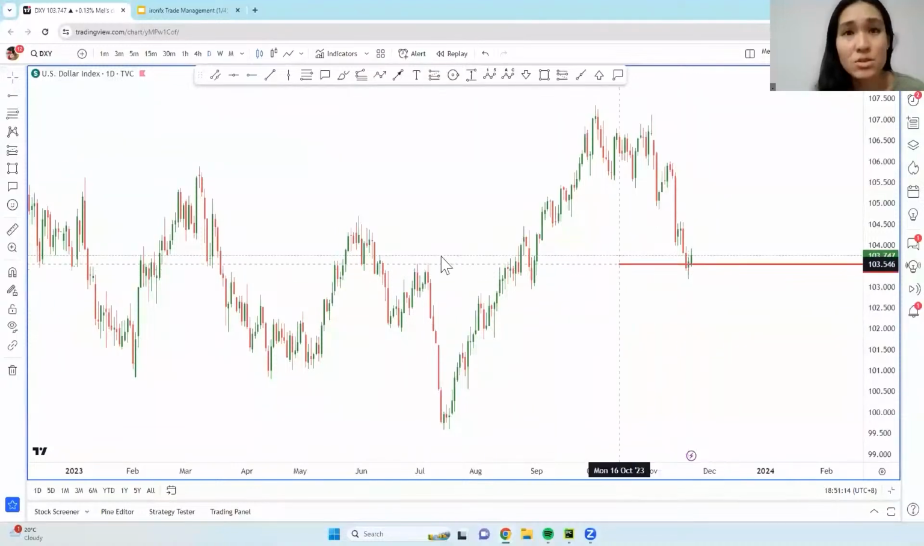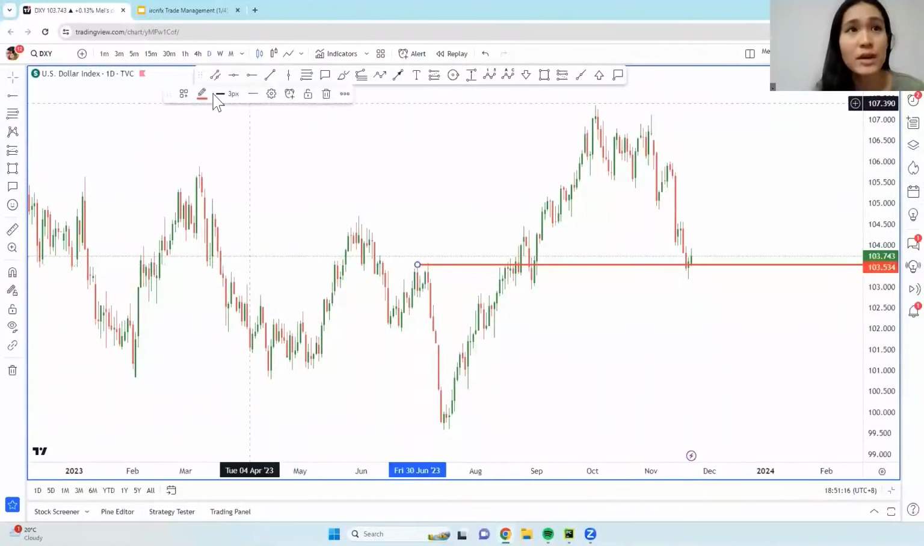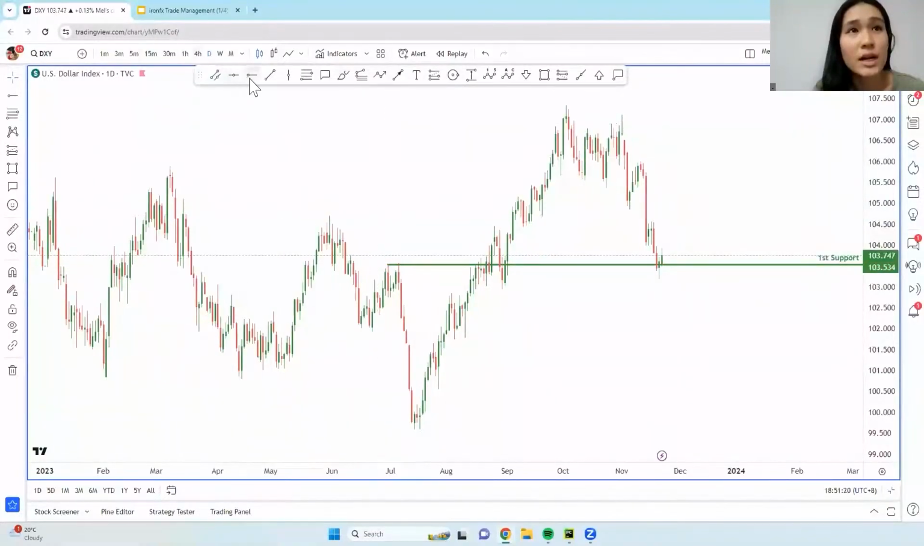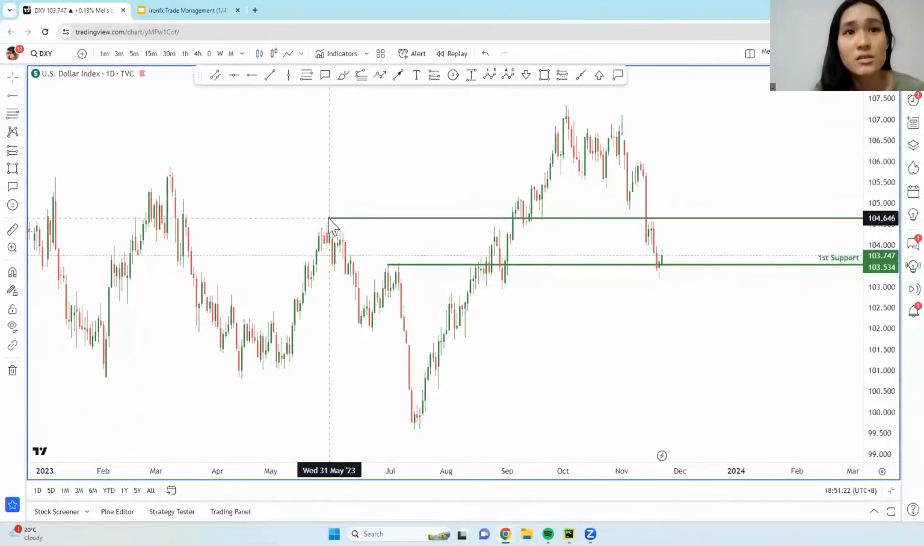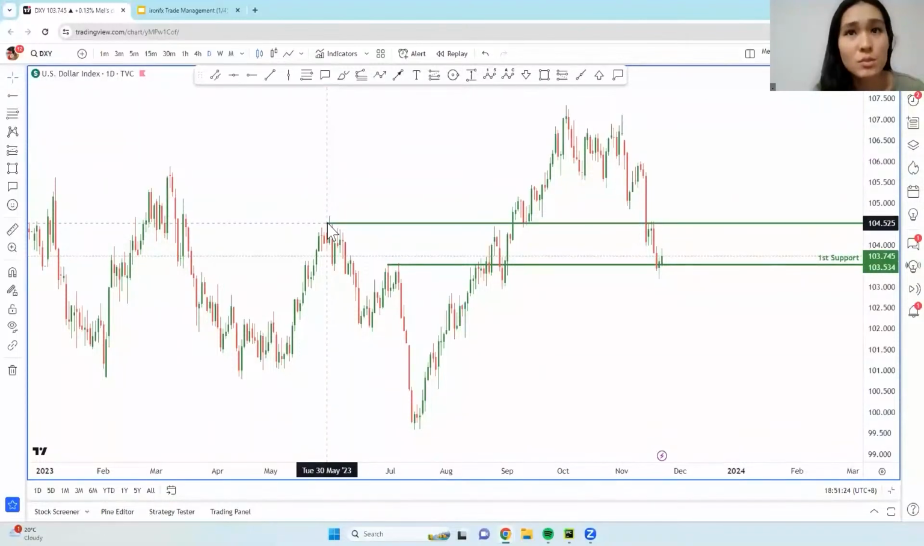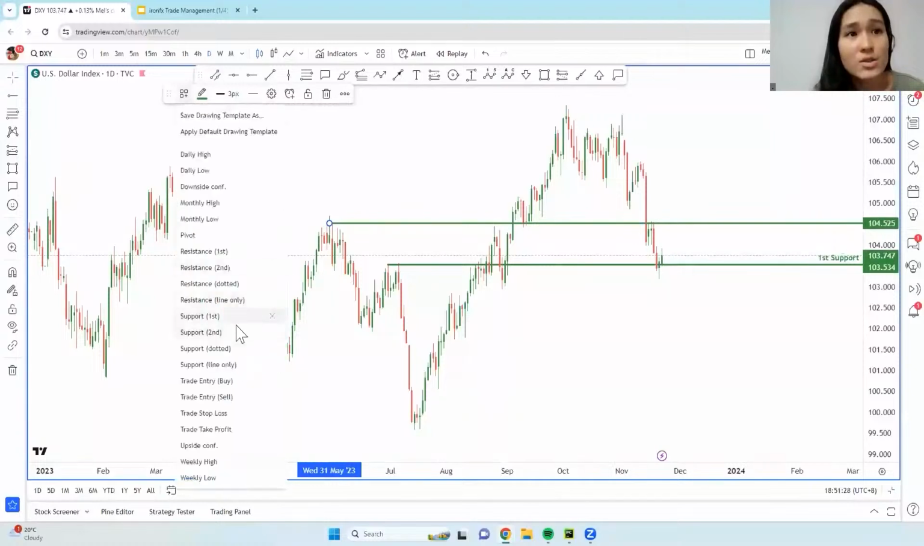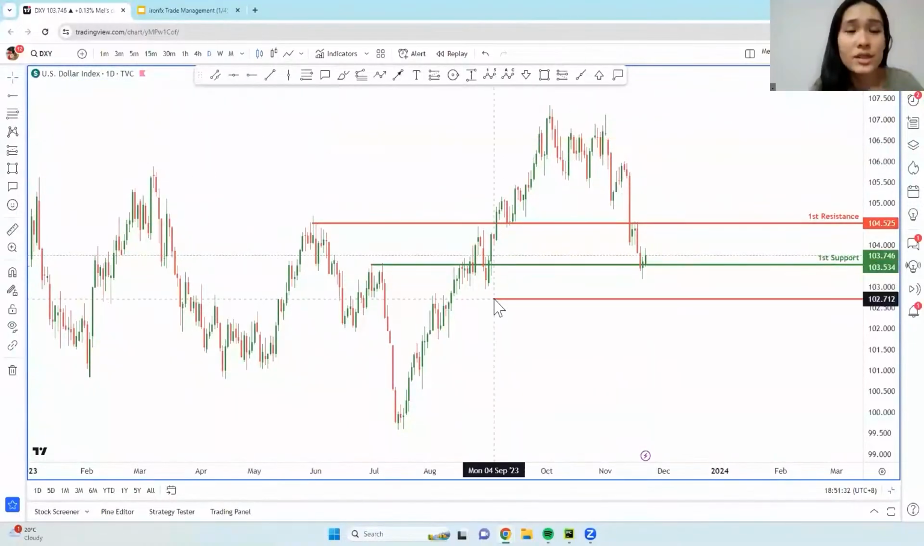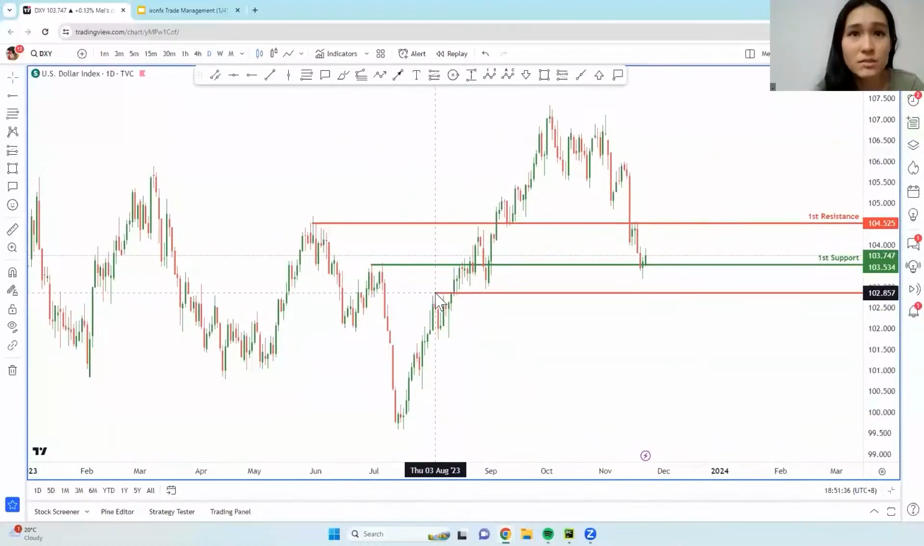So here I'm gonna place my first support and then my first resistance would be over here, in line with the swing low and swing high. So it's an overlap level. And then my second support would be maybe just over here.